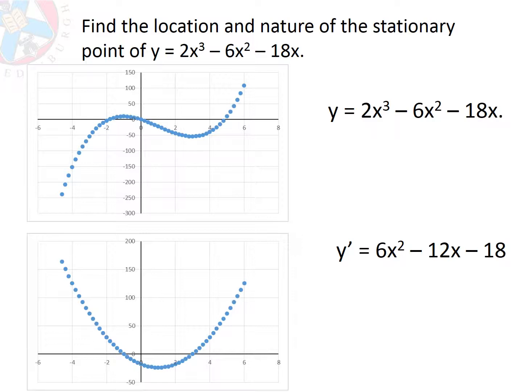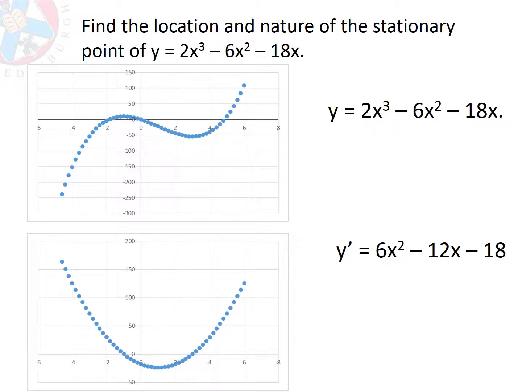So the first part, 2 times 3 is 6. And then you reduce the power by 1, that gives you 6x squared. Minus 6 times 2 is minus 12, and then you reduce the power by 1, so that becomes x to the power of 1, which is just x. And then we have minus 18 times x to the power of 1 times 1. Okay, so that's just minus 18, and then x to the power of 0 is 1, so that just disappears. Okay, so that gives us this.